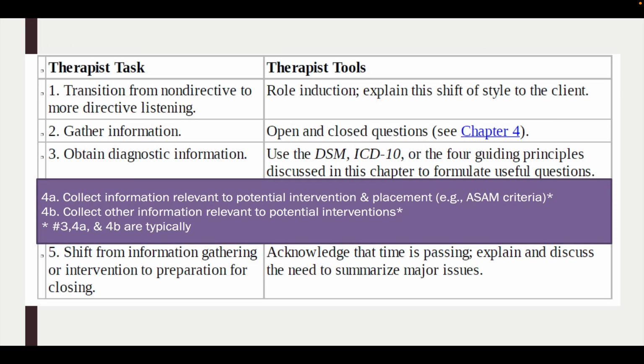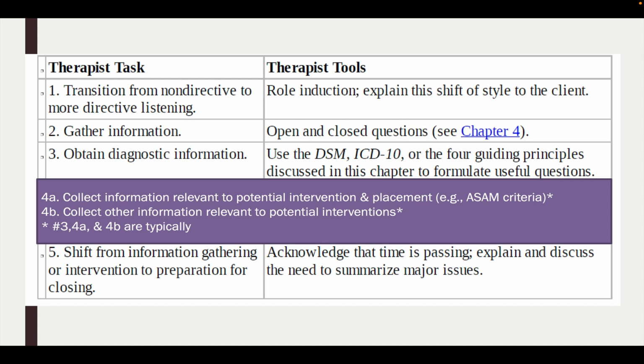In the body of the interview, you will focus on a few different tasks. You will transition from non-directive listening to more directive listening. So this is going to be more direct, asking them questions or looking for specific insights from the client. You are gathering information using open and closed questions, which was discussed in the reading as well as the last lecture video. You're obtaining diagnostic information used for the DSM-5 or the ICD-10. You're collecting information that is relevant to potential intervention and placement, or those ASAM criteria discussed in previous lectures.